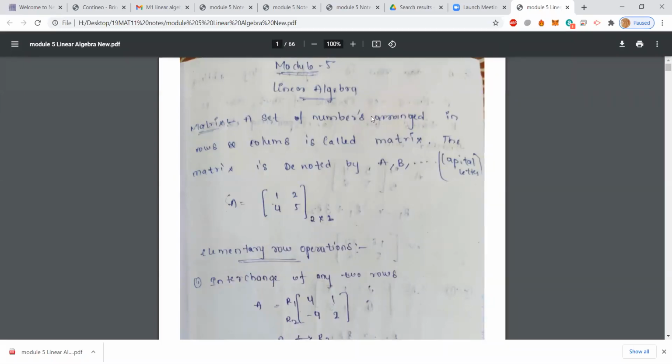Hello students, in this class I am going to discuss how to find the rank of a matrix using elementary row operations. First we see the definition of a matrix. A set of numbers arranged in rows and columns is called a matrix. The matrix is denoted by capital letters A, B, C, etc. See this example, the matrix A is 1, 2, 4, 5. The order of the matrix A is 2 cross 2 since it has 2 rows and 2 columns.